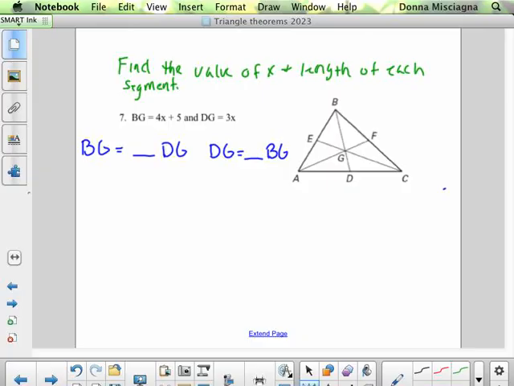All right, so BG is right here, and it goes from the centroid to the vertex. And DG is right here. That goes from the midpoint to the centroid. Actually, I'll put centroid to midpoint.